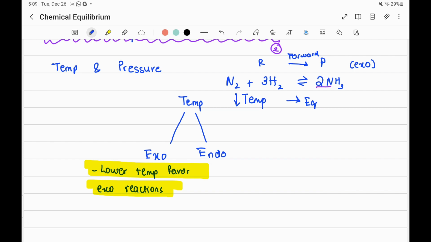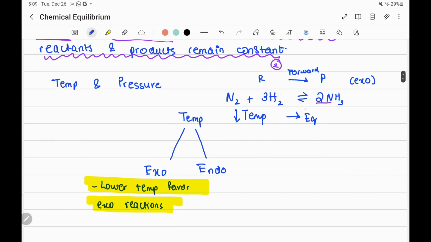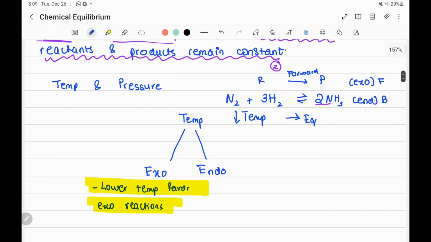Now, if you wanted the equilibrium, for whatever reason, or just for the sake of understanding, let's say that we wanted the equilibrium to shift to the left side. Now, if the forward reaction is exothermic, then the backward reaction would be endothermic. That's just how it is. And since you want the equilibrium to move backwards, you are going to increase the temperature, because increase in temperature favors endothermic reactions.